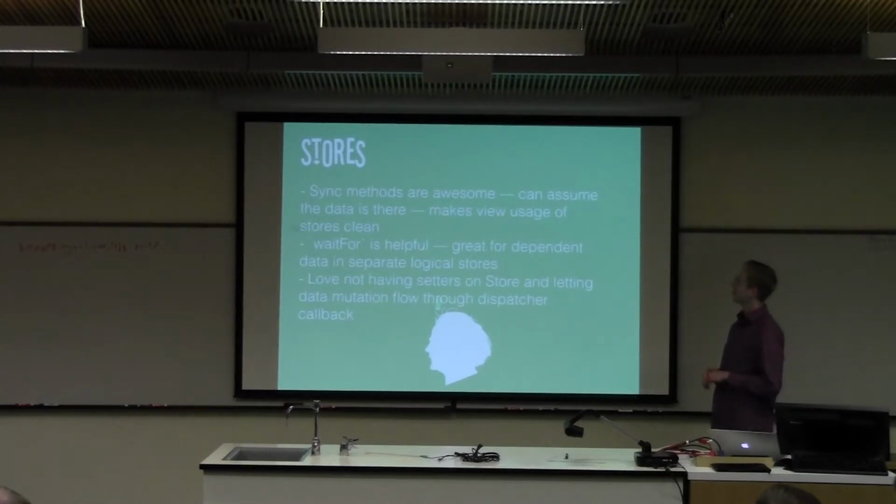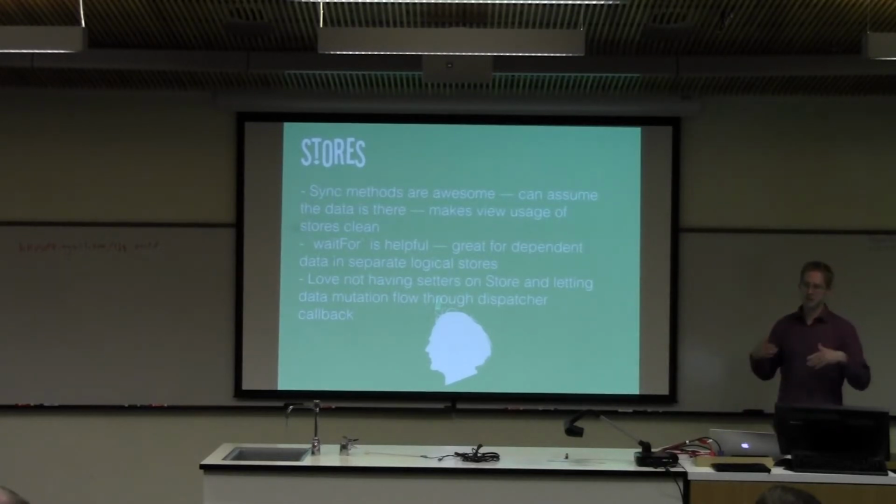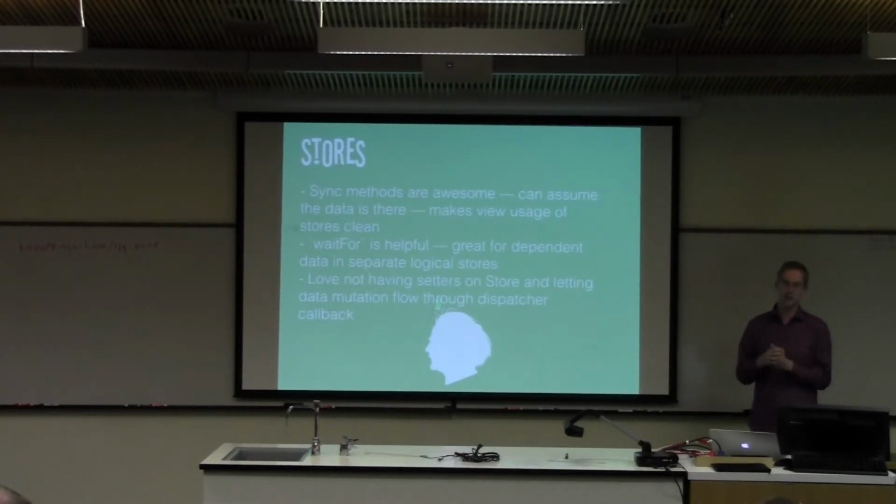Stores-wise, I think the synchronous methods are awesome. Now, part of the stores are asynchronous, right? When the dispatcher says, call my callback, and we get the data, we don't know when that'll happen. But once the data is in there, we can use stores like it just has the data. As soon as we get an emit change, we just query it for the data, and it should be there. We can ask for it directly. There's not a bunch of callbacks littered around our code for asking for this data.